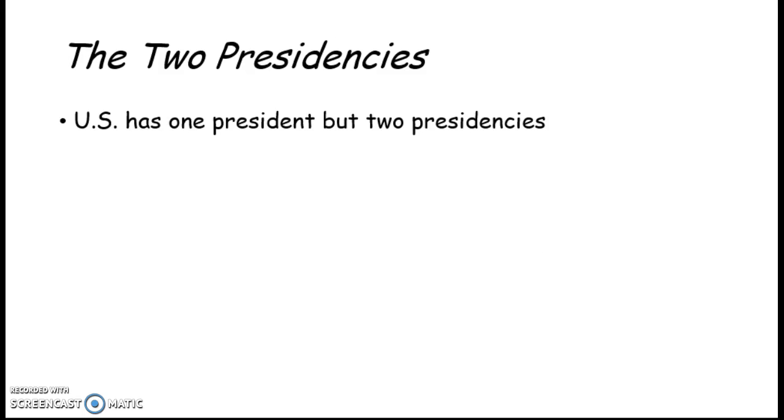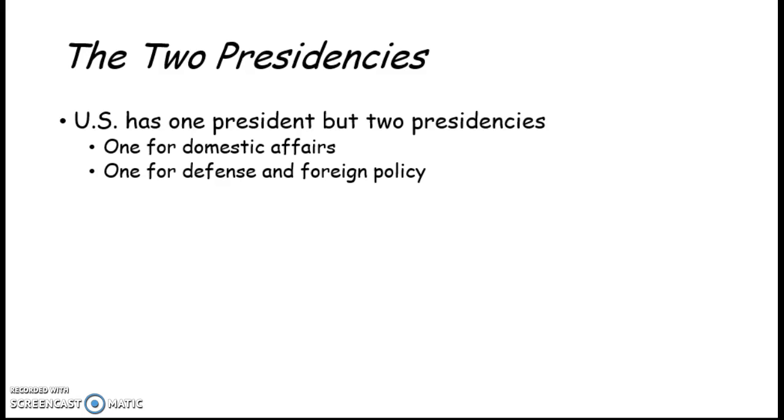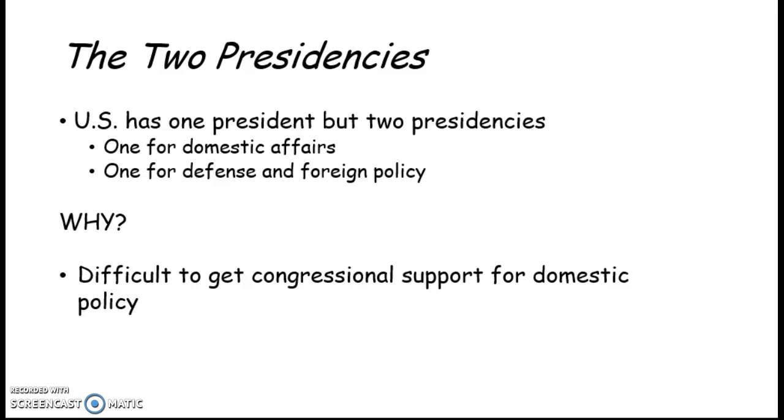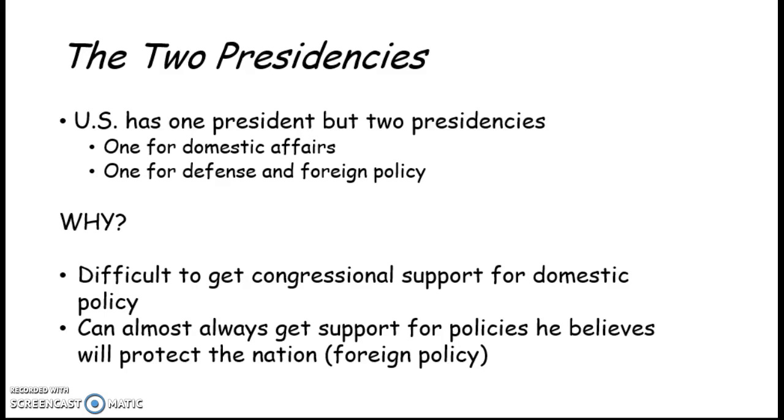All right, now this is something sort of random, but you need to know it. The two presidencies. It's a theory. It's been written about by political scientists, and it basically says that the U.S. has one president but two presidencies. Well, what does that mean? That means that the president focuses on domestic affairs, but also on foreign affairs. So where is the president maybe more effective or more successful? That would be in foreign policy. Why? It's difficult to get congressional support for domestic policy, but the president can almost always get support for policies he believes will protect the nation.